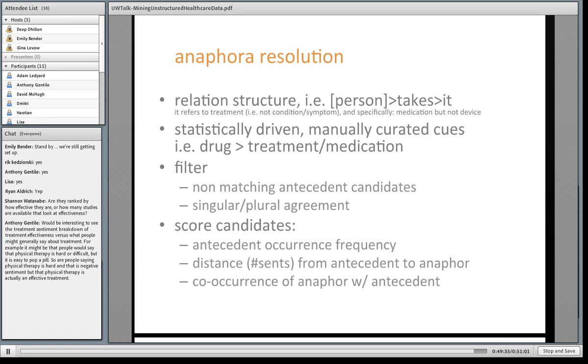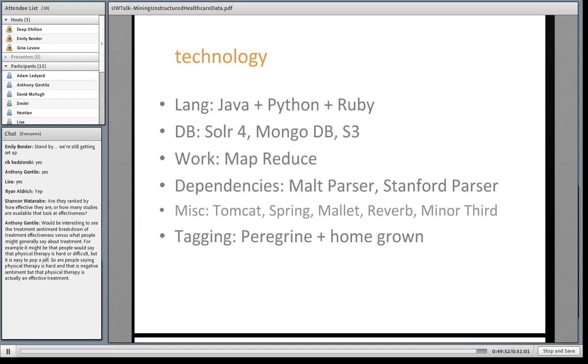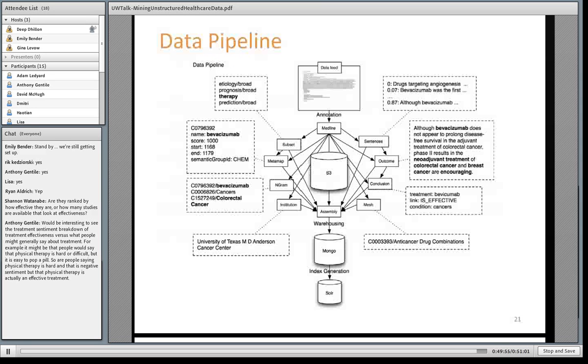If you're back 1, 2, 3, 4, 5, 10, 20 sentences, that's going to have a progressively degraded effect. And the co-occurrence of the anaphora with the antecedent is also really important. It doesn't have to be in this sentence, but knowing that at some prior sentence these things co-occur is also a good indicator.